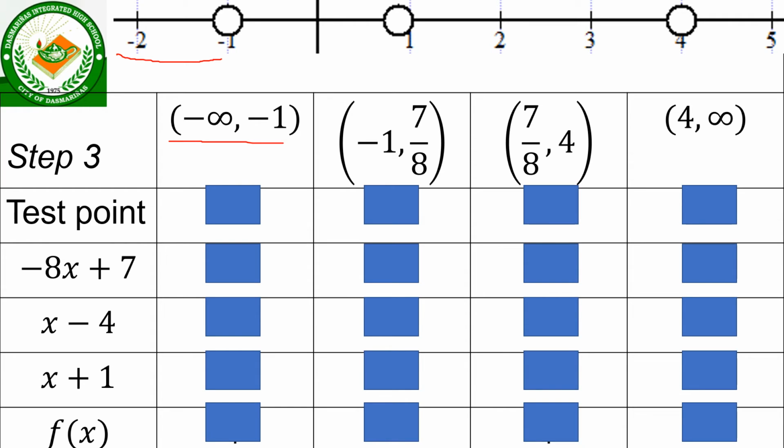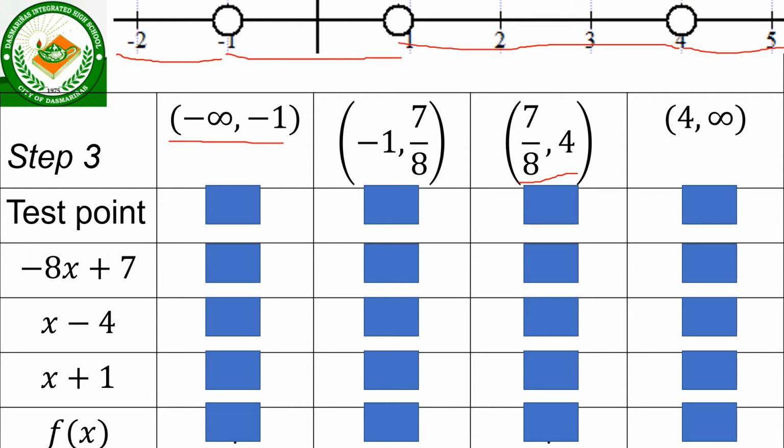The second interval is from negative 1 up to 7 over 8. Take note that those are exclusive. That is why I am using parentheses. Okay, from 7 over 8 up to 4. The fourth interval is from 4 up to positive infinity. Since there are 3 critical numbers, there are 4 intervals.